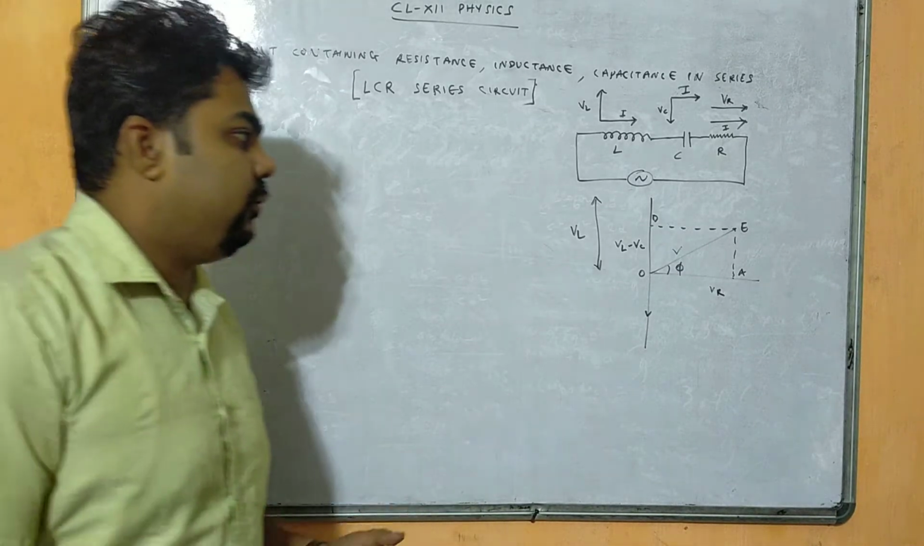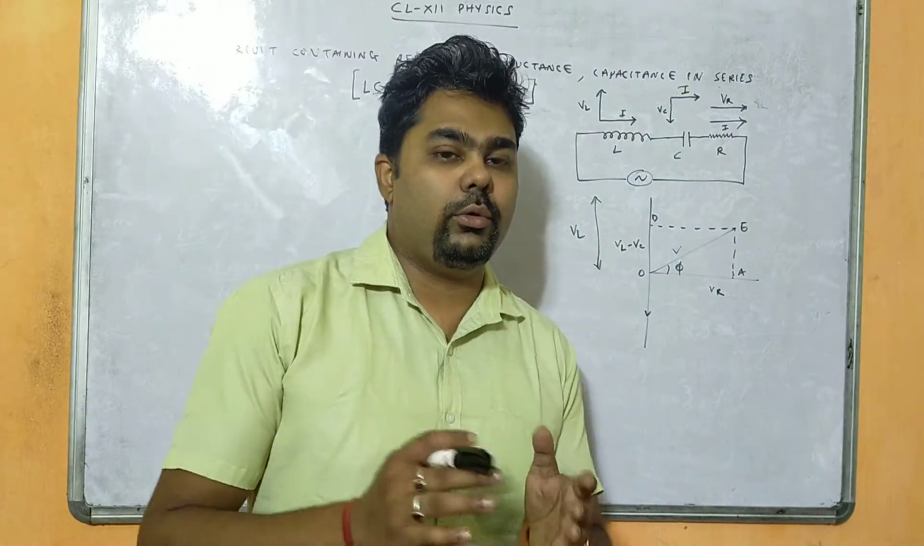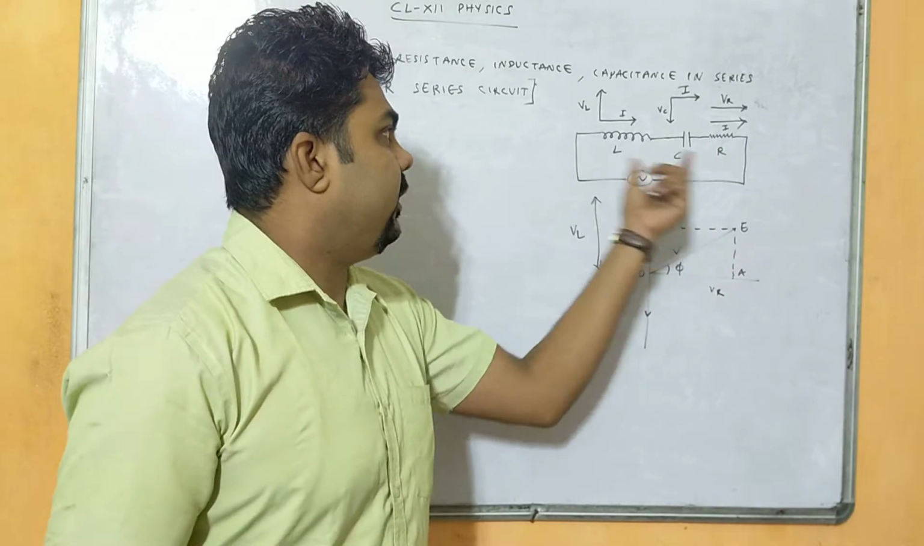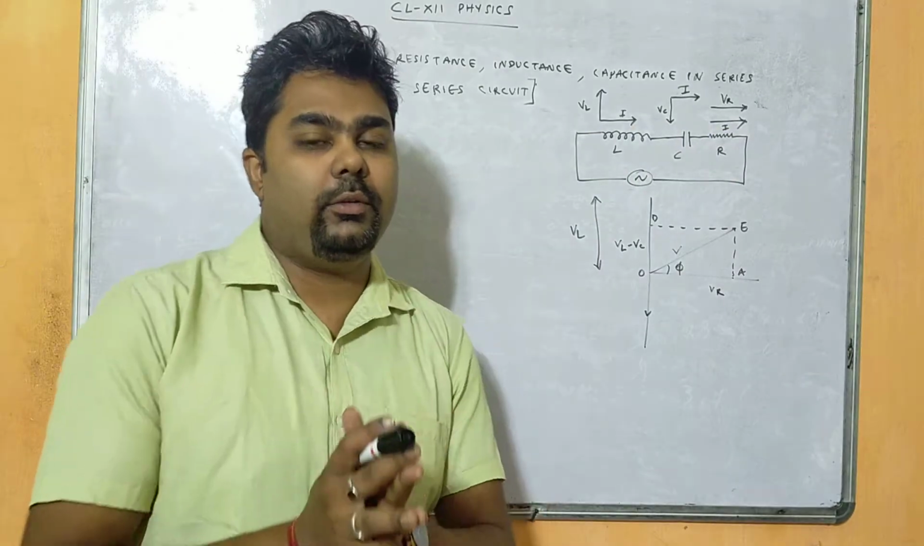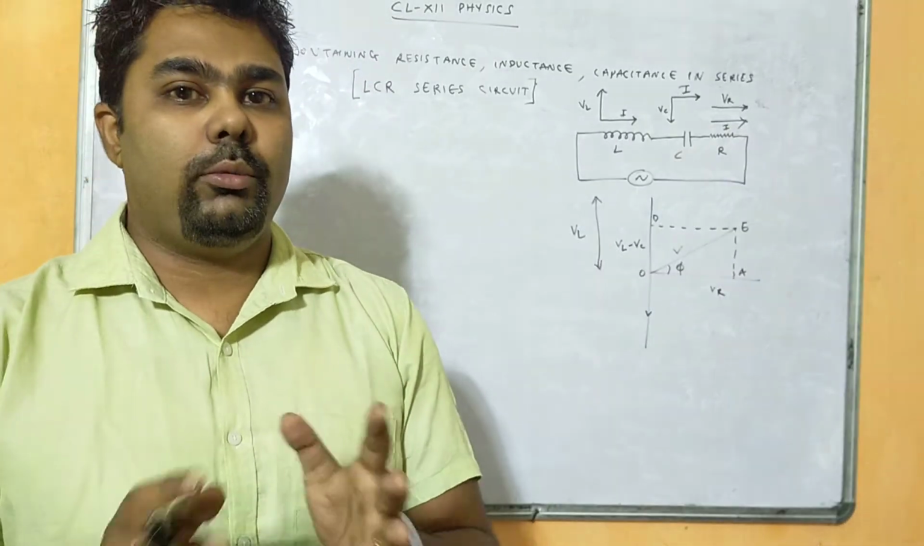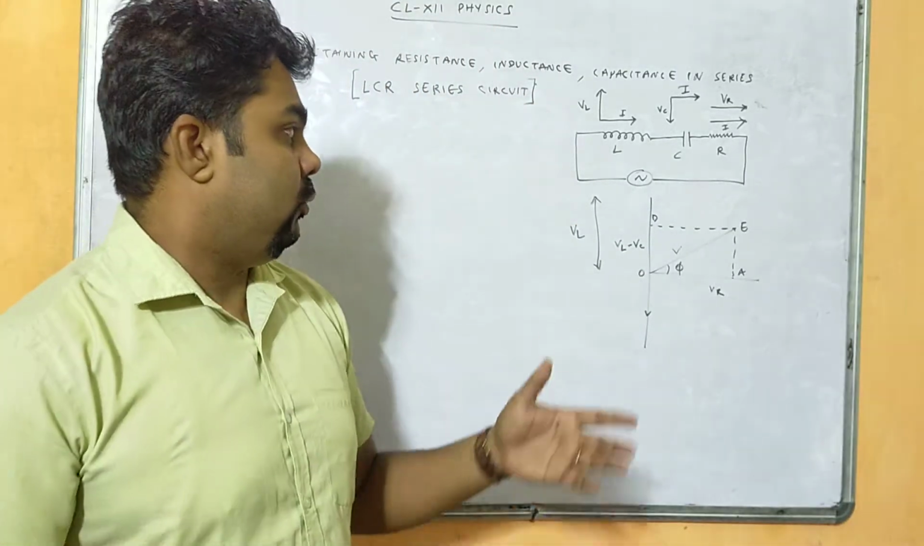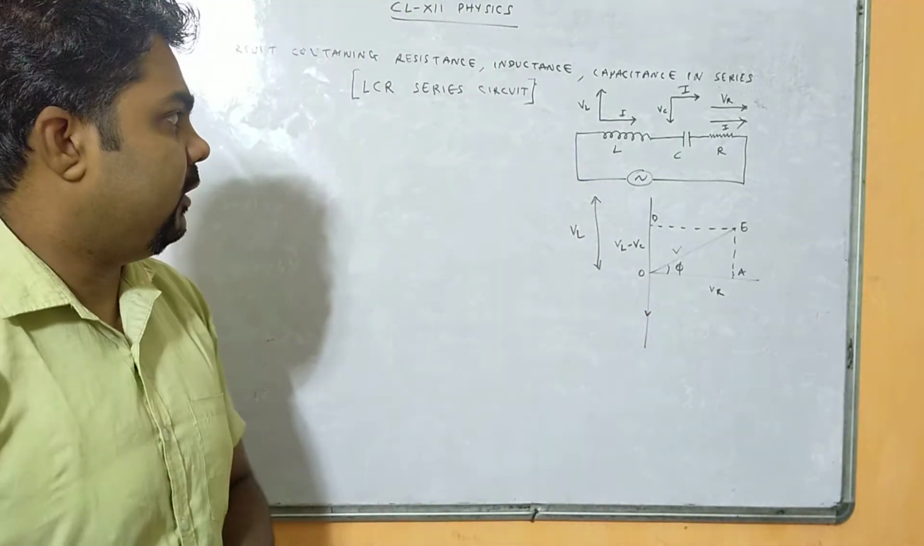So this is the continuous video and here we are going to see the LCR series circuit. When an inductor, capacitor and resistor are connected in series, what will be its impedance, what will be the phasor diagram, and also we will solve a few numericals. Okay, so watch the video till the end. So without any delay, let's start our class here.